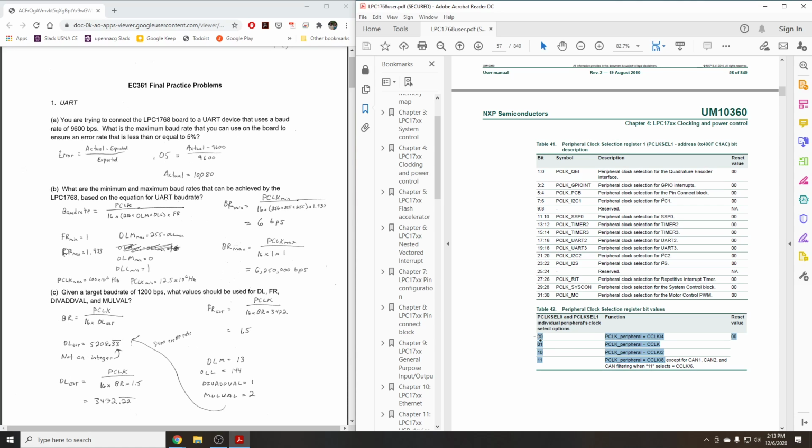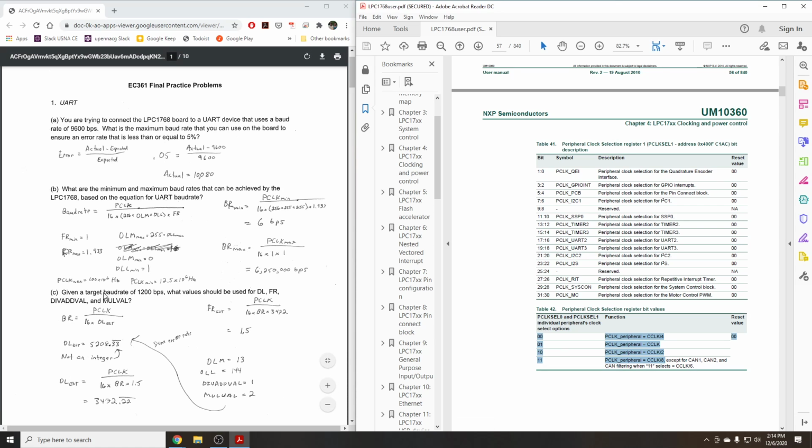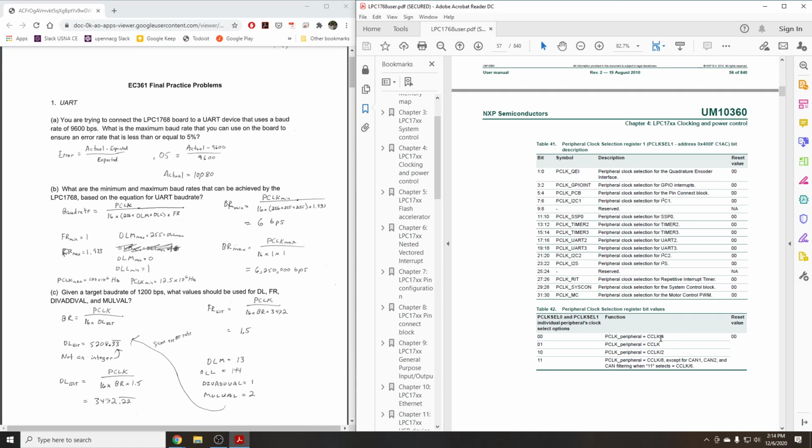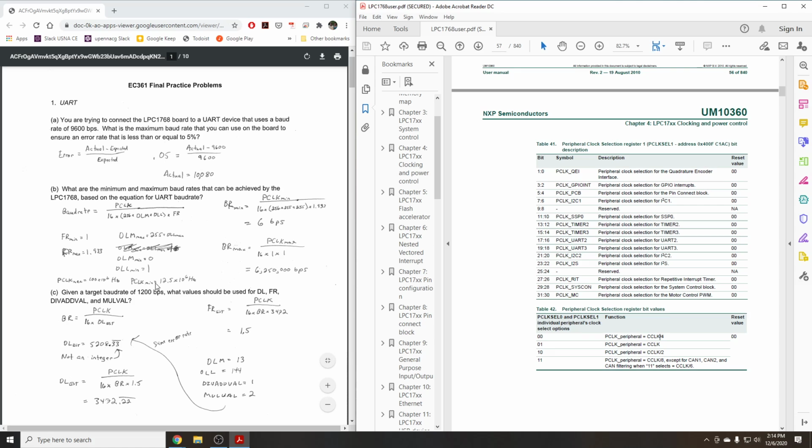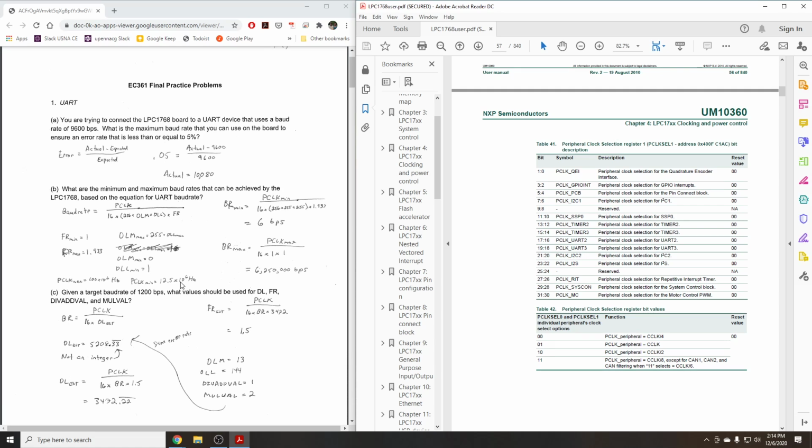So we want that to be as small as possible for finding the minimum baud rate, and we want it to be as large as possible for finding the maximum baud rate. And so here we're going to use PCLK max in the maximum baud rate calculation, and PCLK min is the baud rate clock divided by 8. The clock is always going to be 100 megahertz. And that means that when we divide that by 8, we get 12.5 times 10 to the 6 hertz, or 12.5 megahertz as our minimum baud rate clock.